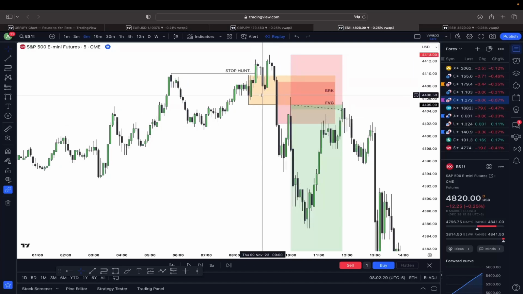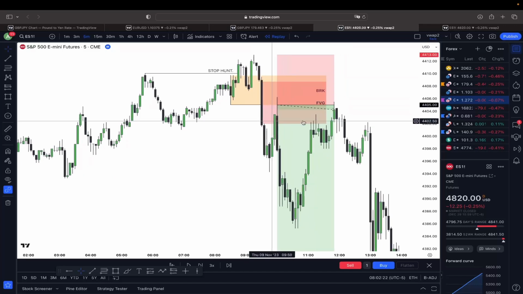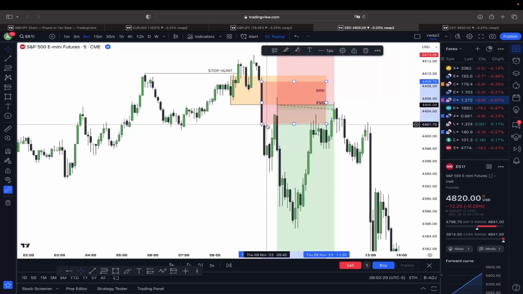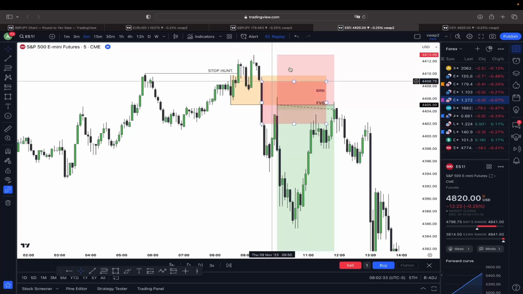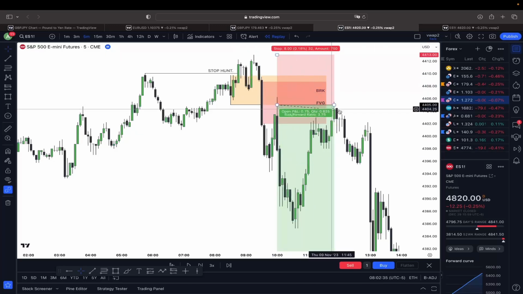So we're left with this breaker block behind, and in the process of displacement we had this fair value gap which was left behind. The fair value gap's the red box, the breaker block's the orange blocks, and then we put our limit on the overlap of the two, where the fair value gap meets the breaker block.